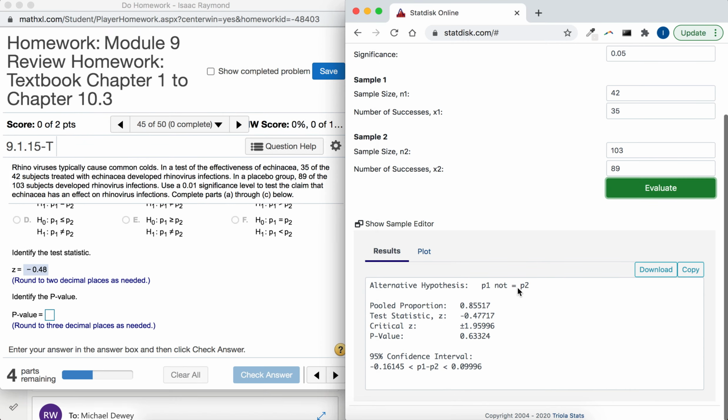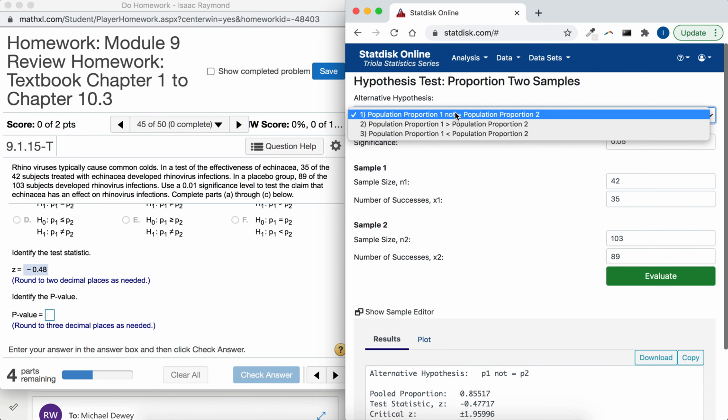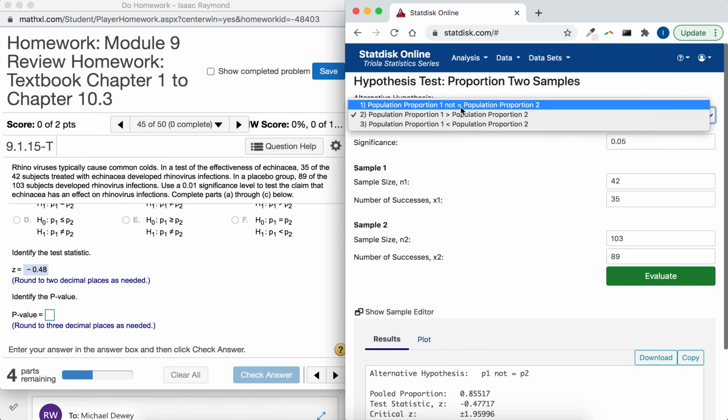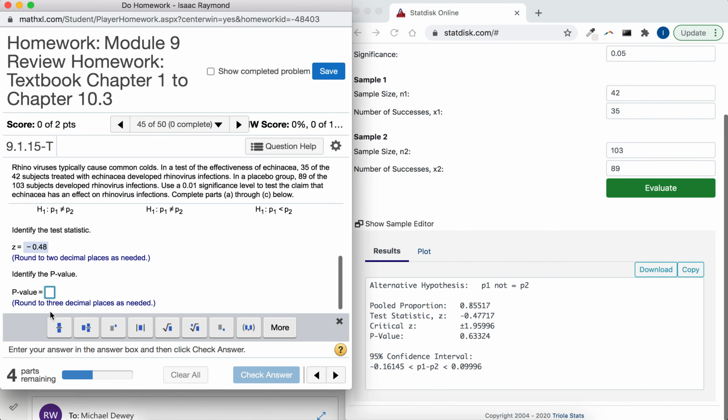P-value, actually I didn't here. This is the right alternative hypothesis. Just watch out for that, because I skimmed over that part. If our alternative hypothesis was that one proportion was greater than the other proportion, we need to choose this option. That would change the p-value, but our p-value is 0.633 when we round to 3 decimal places.